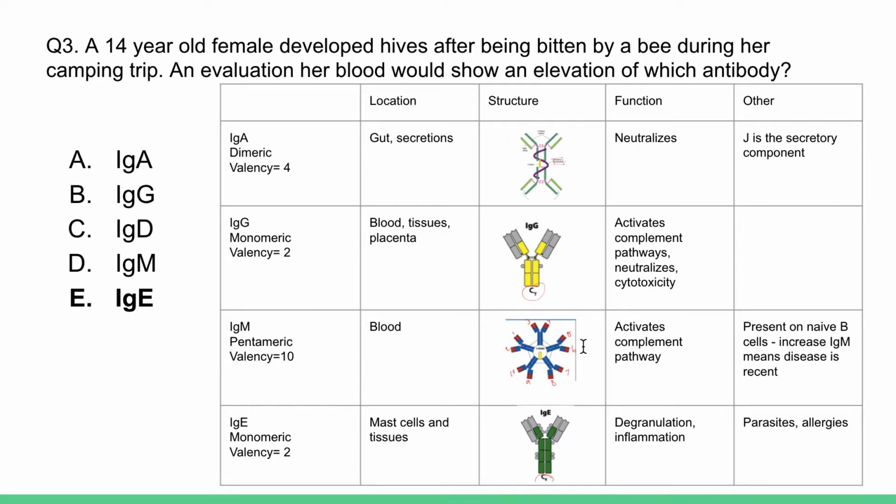IgM, you can see here, has 10 antigen binding sites. So the valency is 10. And this is a pentameric antibody. It's a big one.